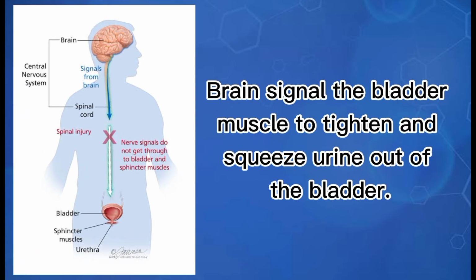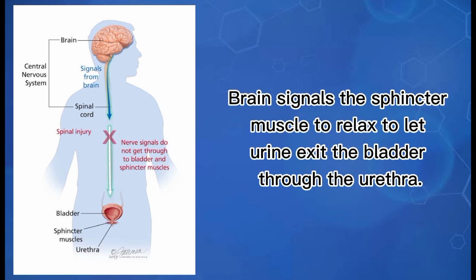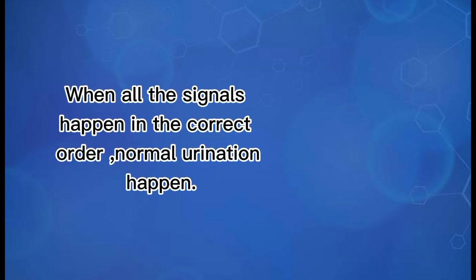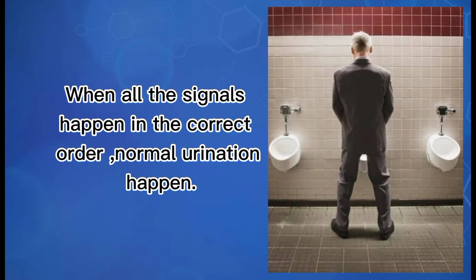The brain signals the bladder muscle to tighten. This squeezes urine out of the bladder. At the same time, the brain signals the sphincter muscle to relax to let urine exit the bladder through the urethra. When all the signals happen in the correct order, normal urination happens.